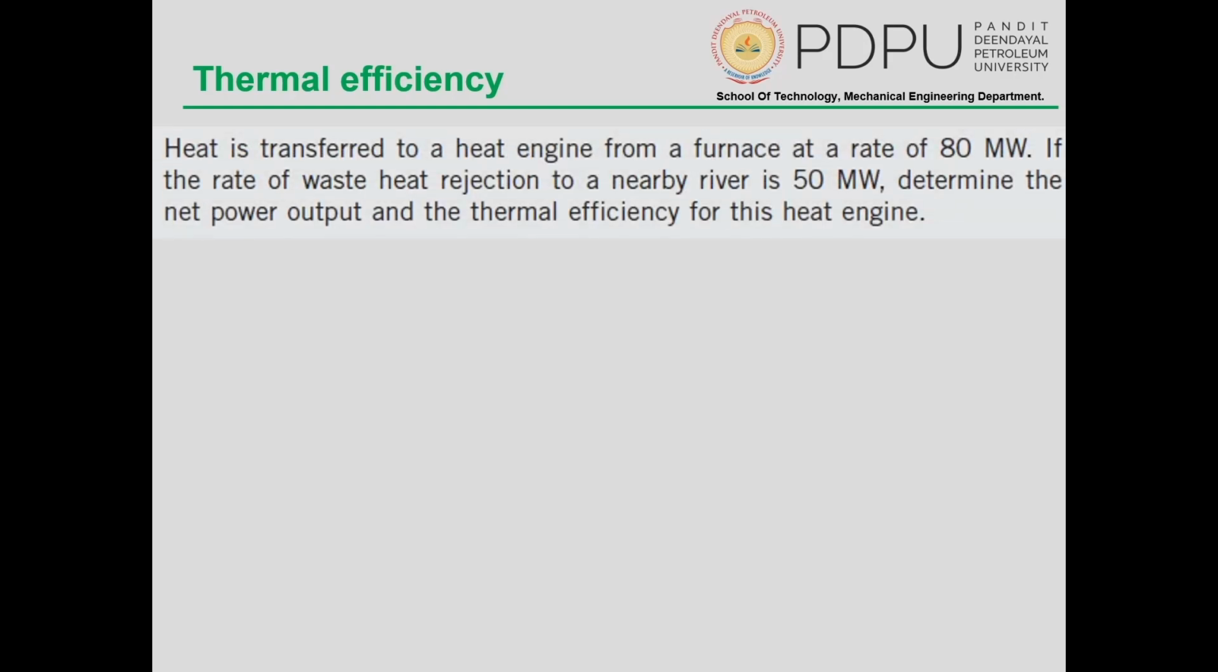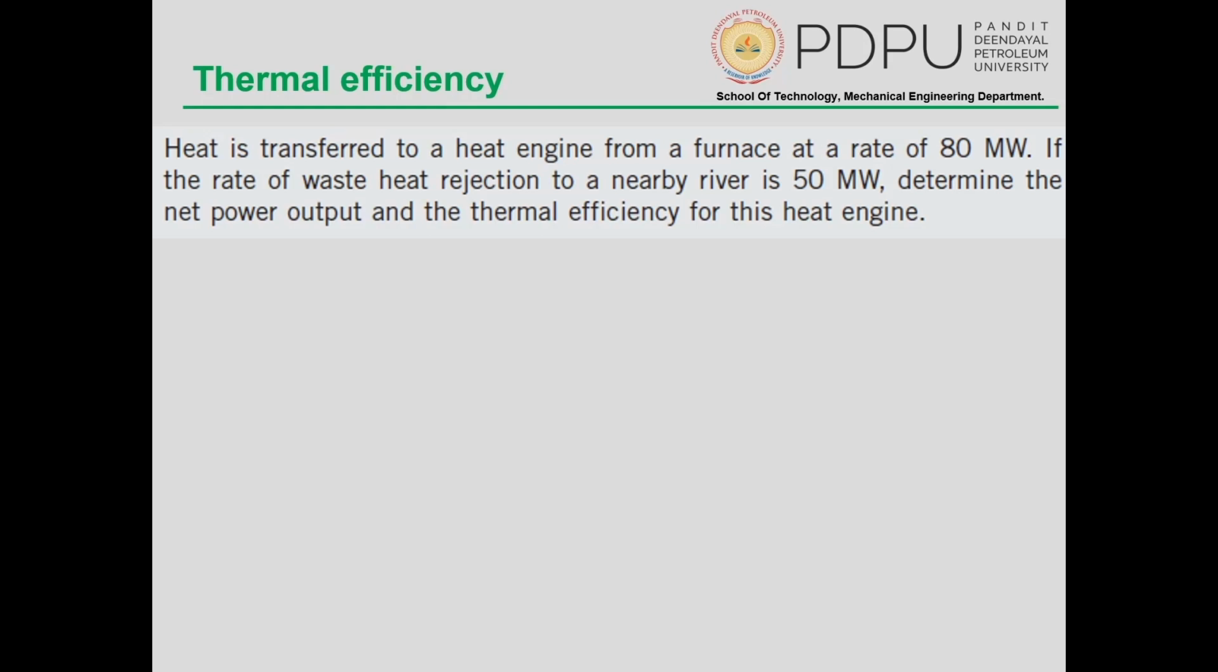So here I would like to start with a small numerical, and we can wrap this up. So let's take certain time to talk about this example. Heat is transferred to a heat engine from a furnace at a rate of 80 megawatt. If the rate of the waste heat rejection to the nearby river is 50 megawatt, determine the net power output and the thermal efficiency of the heat engine. The students who can solve this, I request you to pause the video and solve it on your own, and for the remaining, this is the process that we are going to do.